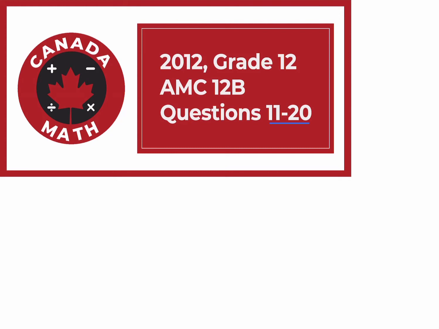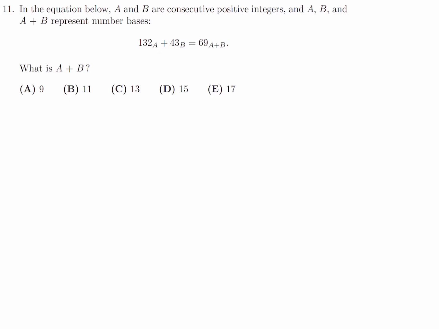Questions 11 through 20 on the 2012 grade 12 AMC 12B. In the equation below, a and b are consecutive positive integers, and a, b, and a plus b represent bases. 132 to the base a plus 43 to the base b is equal to 69 to the base a plus b. What is a plus b?